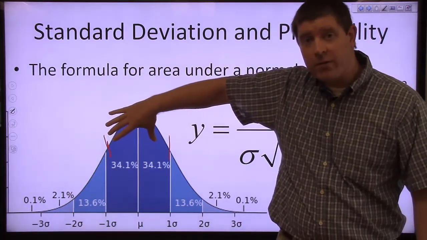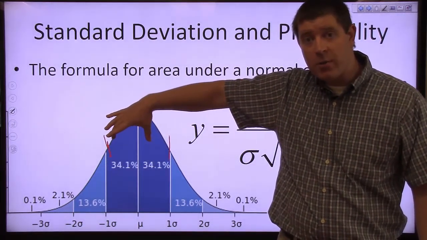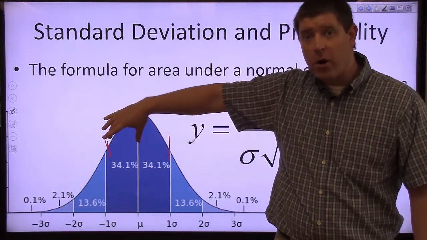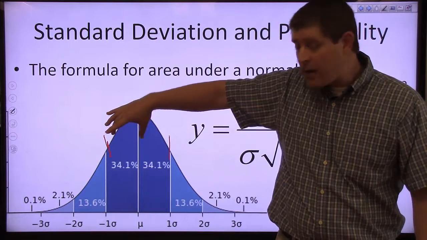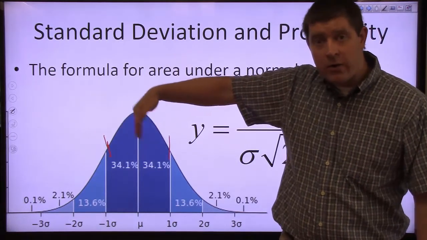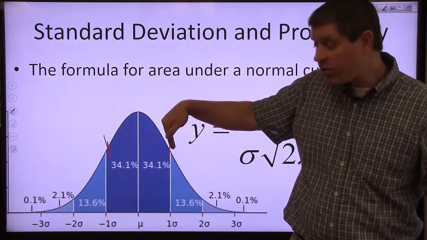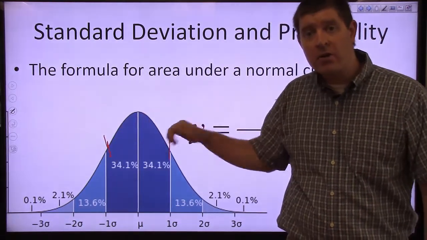On each side of the mean, within one standard deviation of the mean, we have roughly 34.1% of our population. And that means that from the mean, plus and minus one standard deviation, we've got 68% of our population. So over 2/3 of our population is within one standard deviation of the mean.